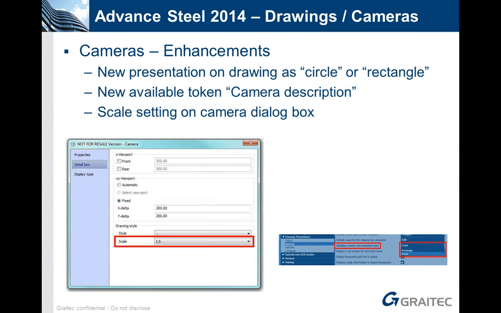For cameras, we have many users using cameras to create their views or details on drawings, and there are different enhancements. You have a new presentation type. You can choose between circle and rectangle now. We have also a new token, which is camera description. For example, for a camera on a base plate, you can call it base plate detail and display this token on the different elevation views, for example. And you can specify the scale directly from the camera dialog box.